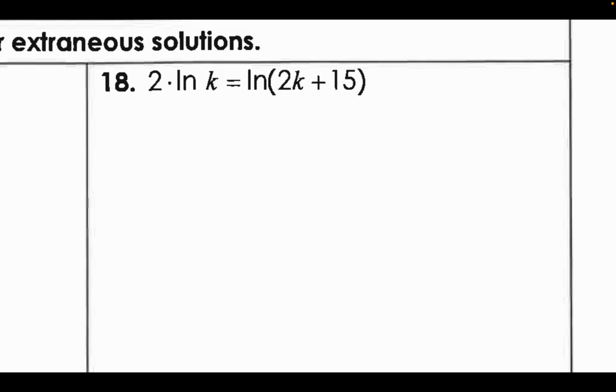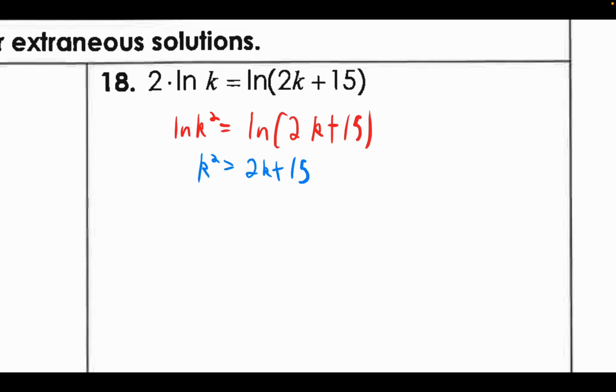On 18, I have a log on each side again. However, I can't condense this one, so I need to. A coefficient is really an exponent, so I have natural log of k squared equals natural log of 2k plus 15. So now I can drop the logs, and so I have k squared equals 2k plus 15. And now since we have an exponent of 2, we want to move everything toward that exponent of 2 and then seek to factor. So I'll have k squared minus 2k plus 15 equals 0.